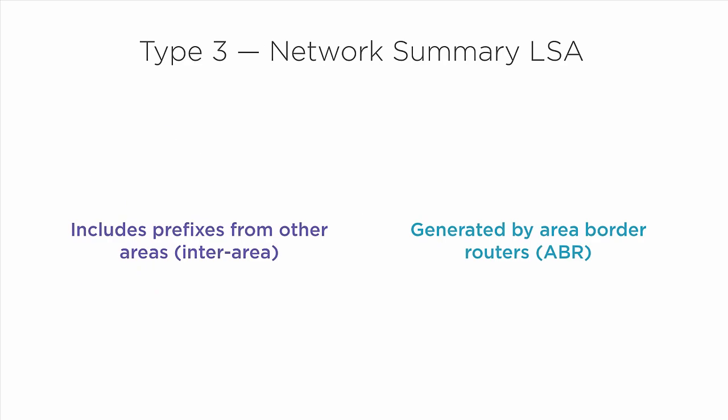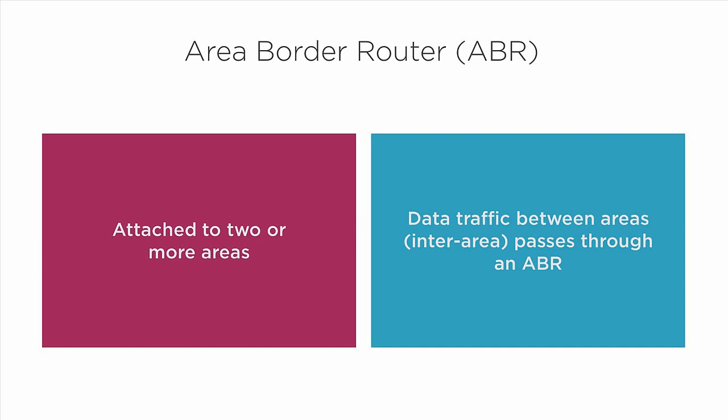Well, type 3 is the network summary LSA. Despite the name, this LSA is not necessarily a network summary, although it can be. Rather, it simply includes prefixes from other areas, also known as inter-area prefixes. That's INTER. Type 3 summary LSAs are generated by an area border router, or ABR.